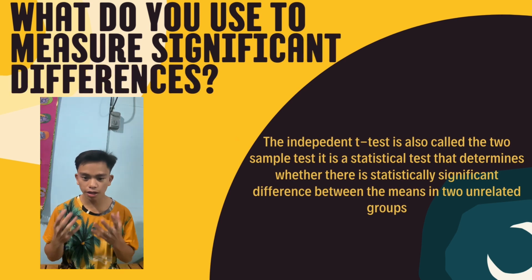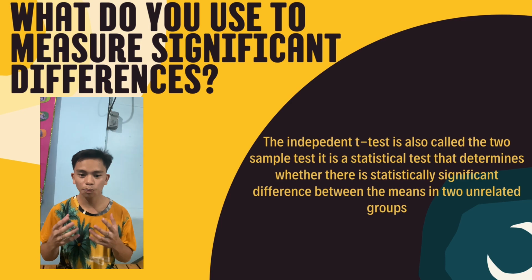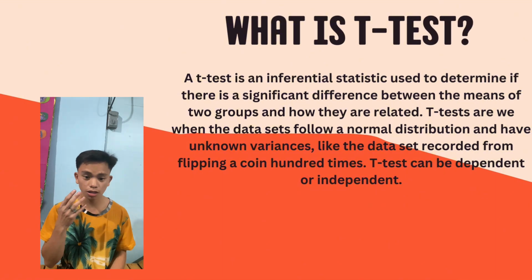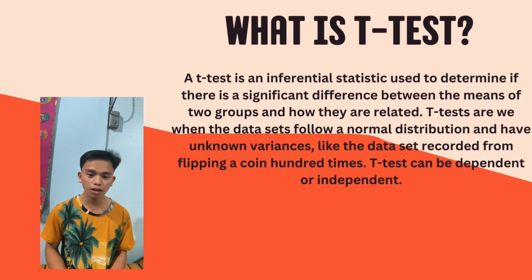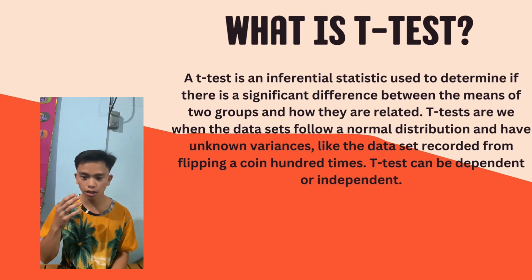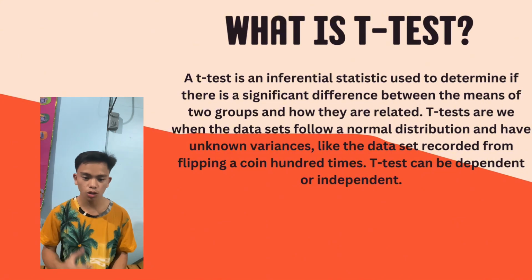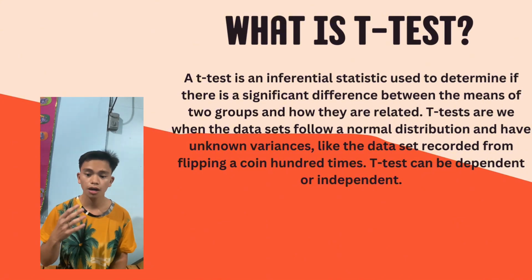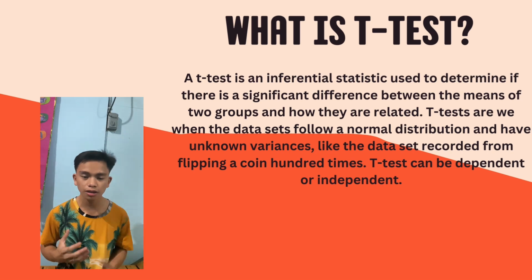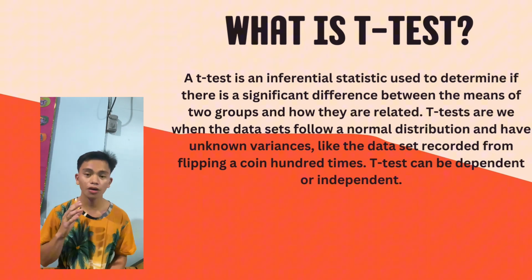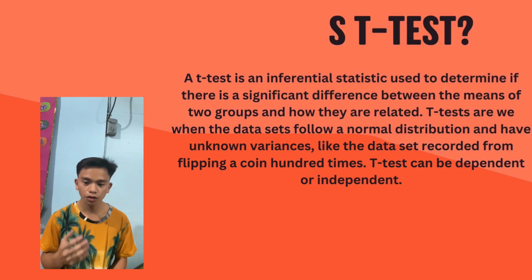The independent t-test is also called the two-sample test. It is a statistical test that determines whether there is a statistically significant difference between the means in two unrelated groups. What is a t-test? A t-test is an inferential statistic used to determine if there is a significant difference between the means of two groups and how they are related. T-tests are used when the data sets follow a normal distribution and have unknown variances, like the data set recorded from flipping a coin.